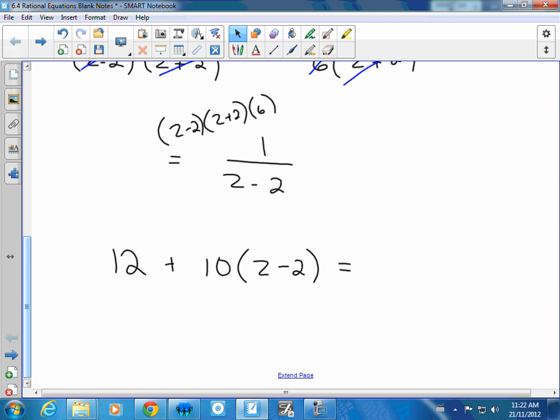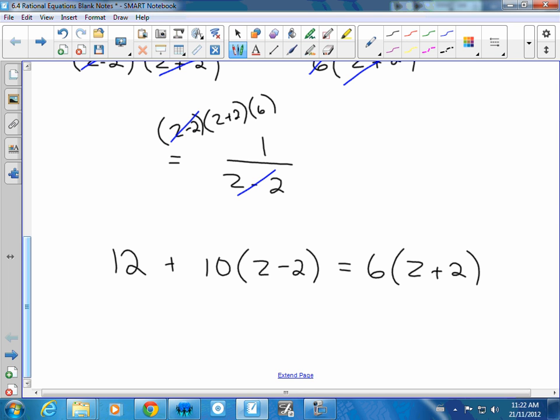Okay. What about this last one? What can we cancel? z minus 2, z minus 2. So what are we left with? 6 times z plus 2 equals 6 times z plus 2. So what did we eliminate completely?